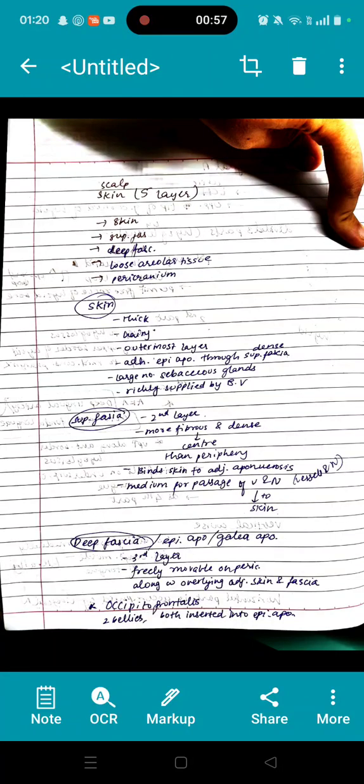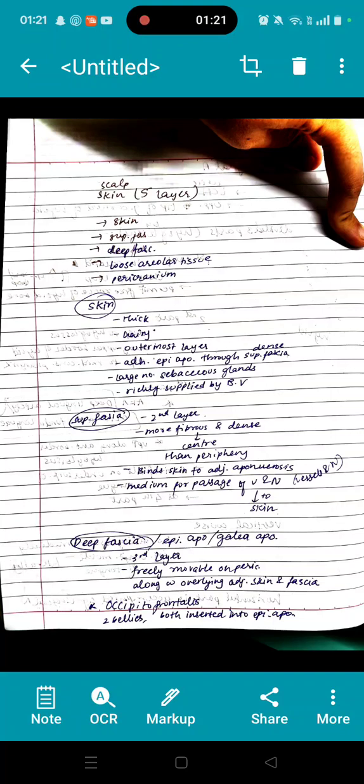Scalp: it has 5 layers: skin, superficial fascia, deep fascia, loose areolar tissue, and pericranium. Skin is thick, hairy, and outermost, firmly attached to the epicranial aponeurosis through dense superficial fascia, with a large number of sebaceous glands, and richly supplied by blood vessels. Superficial fascia is the second layer, more fibrous and dense at the center than the periphery. It binds skin to the adjacent aponeurosis and is a medium for passage of vessels and nerves to the skin.